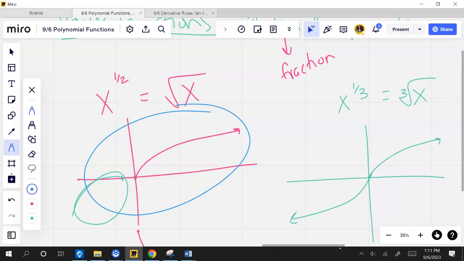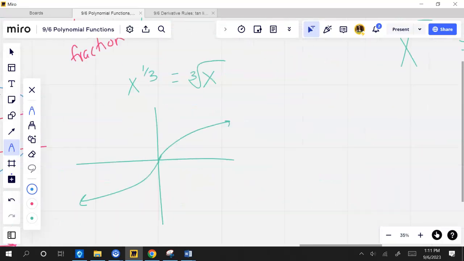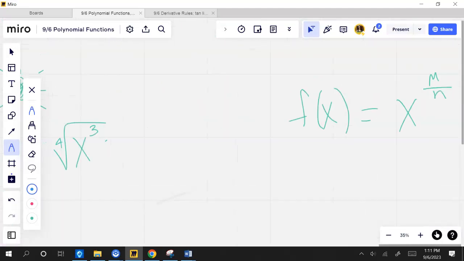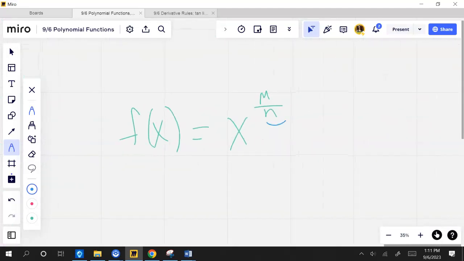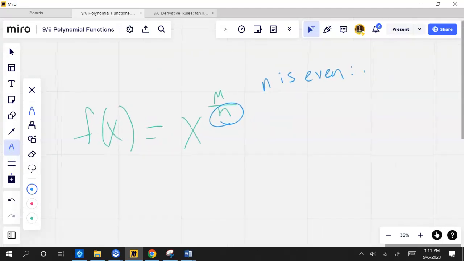And it never flips over to y because, okay? So that's going to be true if this bottom is ever even. If n is even, it's going to have no symmetry because x is going to have to be bigger than 0. It's got to be positive.